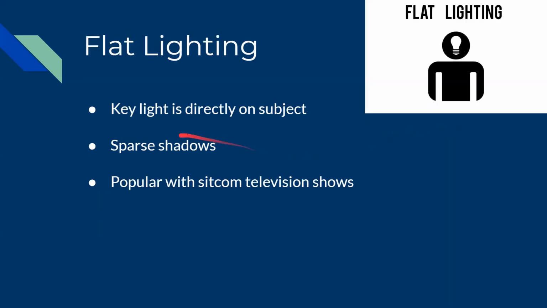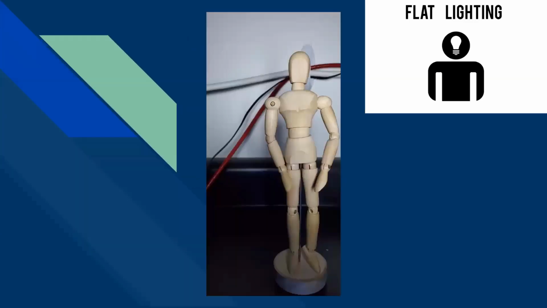Back to flat lighting. The key light, as I mentioned, is right in there, right flat against the subject. And this lighting is really popular with TV shows like The Office. I know they use a lot of flat lighting in The Office. The Big Bang Theory, they use it. Any news broadcast, the flat lighting is used with them as well. And it's going to look a little something like this.